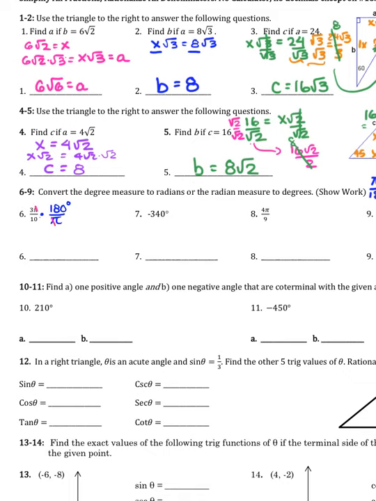So the pi's will cancel, and now it's just reducing. So 10 will cancel this 0. 3 times 18 is 54. So that reduces to 54 degrees.